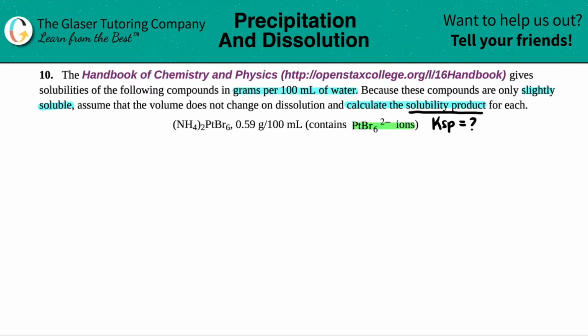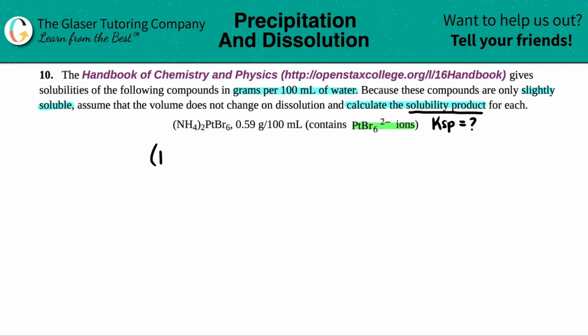But remember, Ksps come from balanced equations. So the first thing I have to do is write a balanced equation. And it's always going to be a dissolution equation, meaning that we're going to take this slightly soluble compound and break it down into its two ions. So let's go for it.